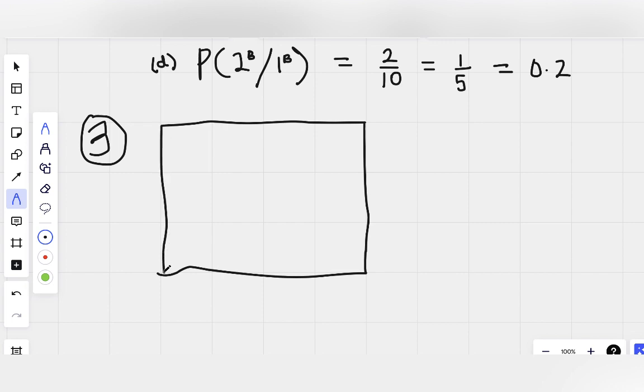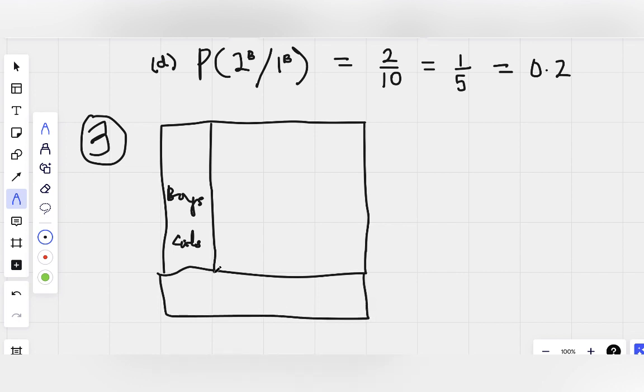Okay, so we have boys, we have girls, and then we have total, meaning we still have to add one more. Yeah, we have the total number of students, so we write total.